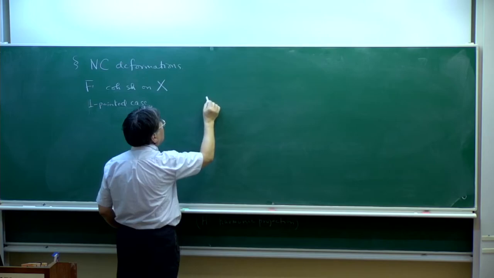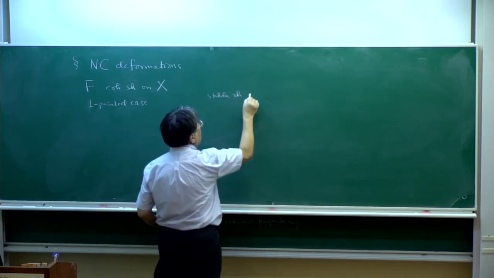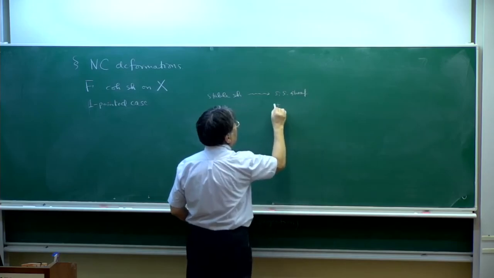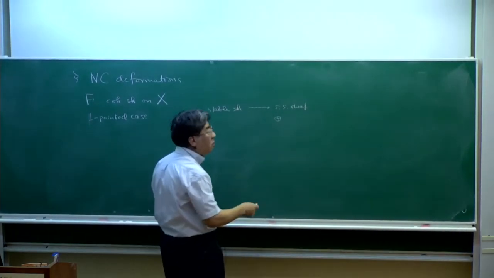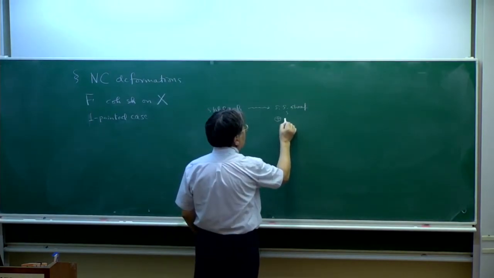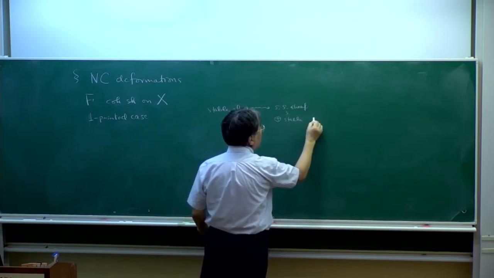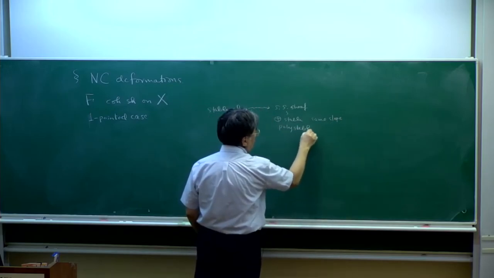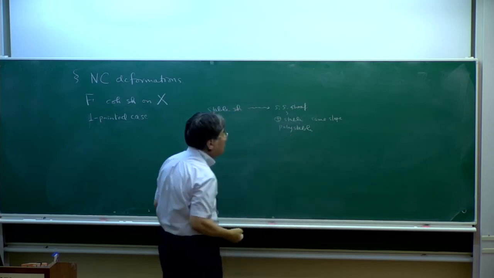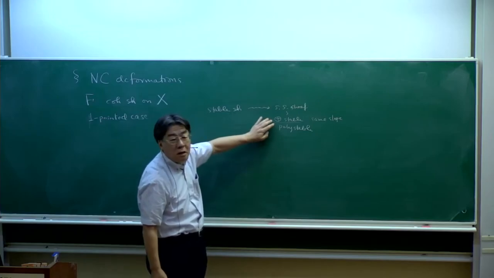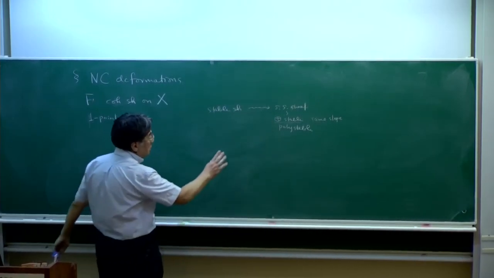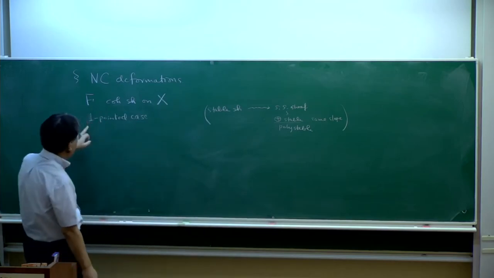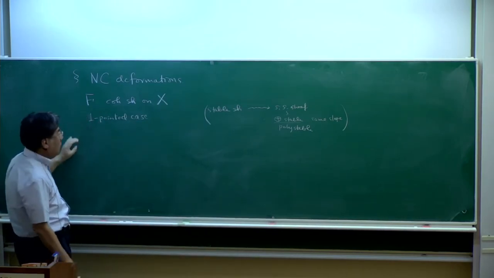If you have a stable sheaf, then it degenerates to a semi-stable sheaf. And if you take the associated S-equivalence, it is equivalent to the direct sum of stable sheaves with the same slope. This is called a polystable sheaf, which is just the direct sum of stable sheaves. And this is indeed the multiple-pointed case. I will talk about this multiple-pointed case later, but now, for simplicity, I talk about only the one-pointed case.